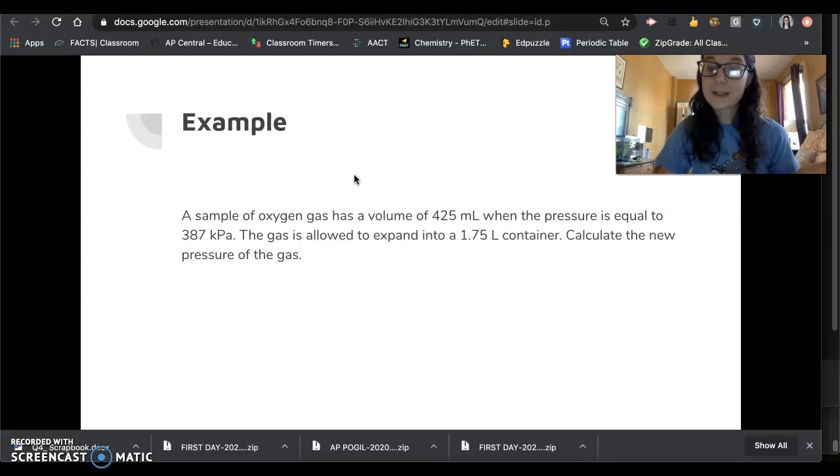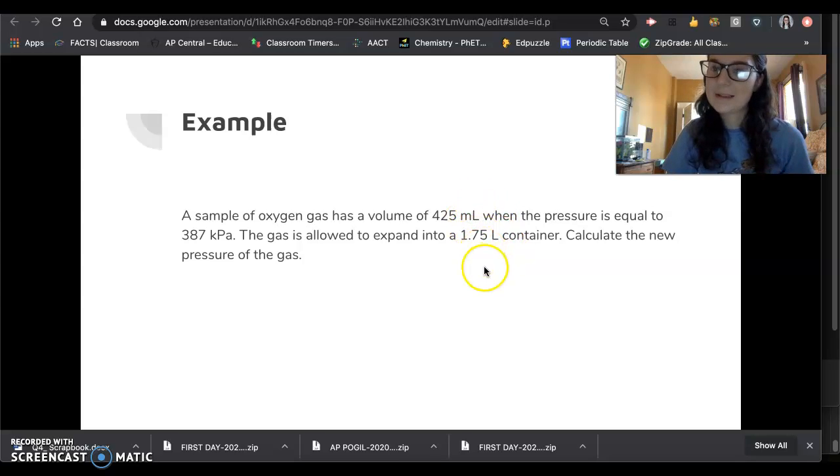So the first thing I notice, we have kilopascals. Usually we use atmospheres, but kilopascals is totally fine. There's no other pressure given. We just have to know that our answer, pressure, is going to be in kilopascals. Then I'm looking at my volume. I have milliliters and liters. These will not cancel out mathematically if I keep them as is.